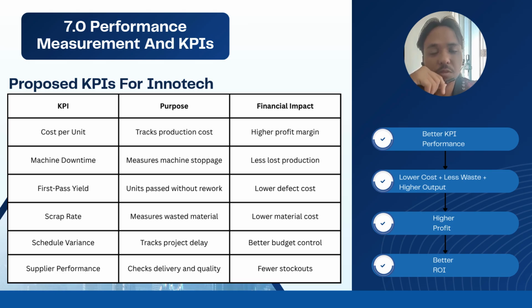KPIs are also related to financial performance. When we have better KPI performance, we can ensure lower cost, less waste, and also high output. After that, it will produce higher profit and also better ROI.